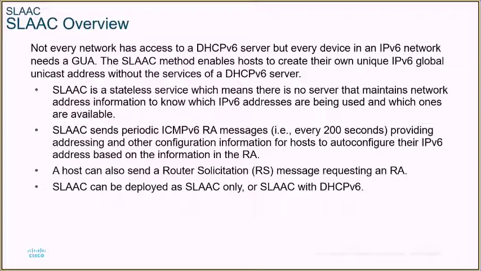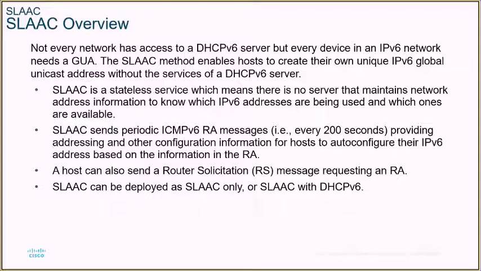SLAAC sends periodic router advertisement messages every 200 seconds, providing addressing and other configuration information for hosts to auto-configure their IPv6 address. When a host boots, it can send out a router solicitation message so that it will get an RA when it needs it, as opposed to every 200 seconds.